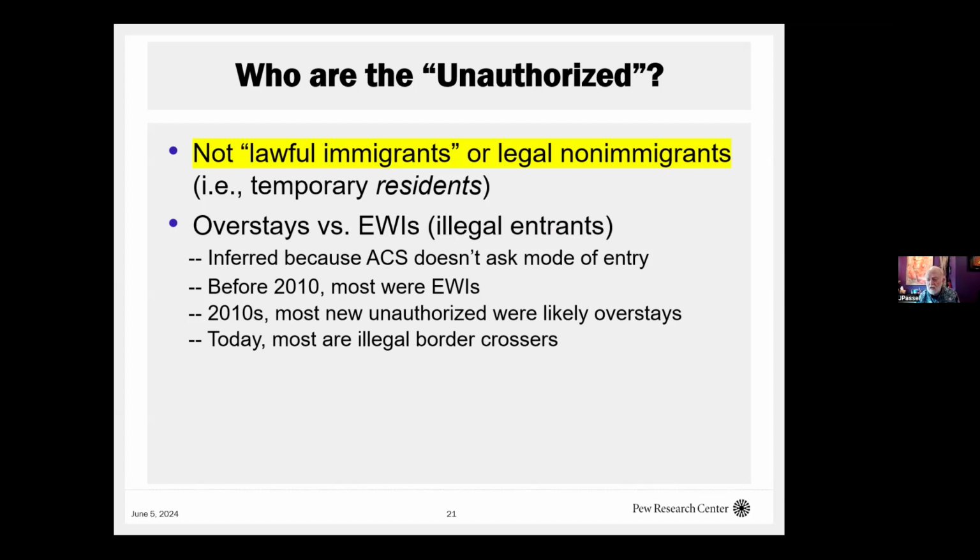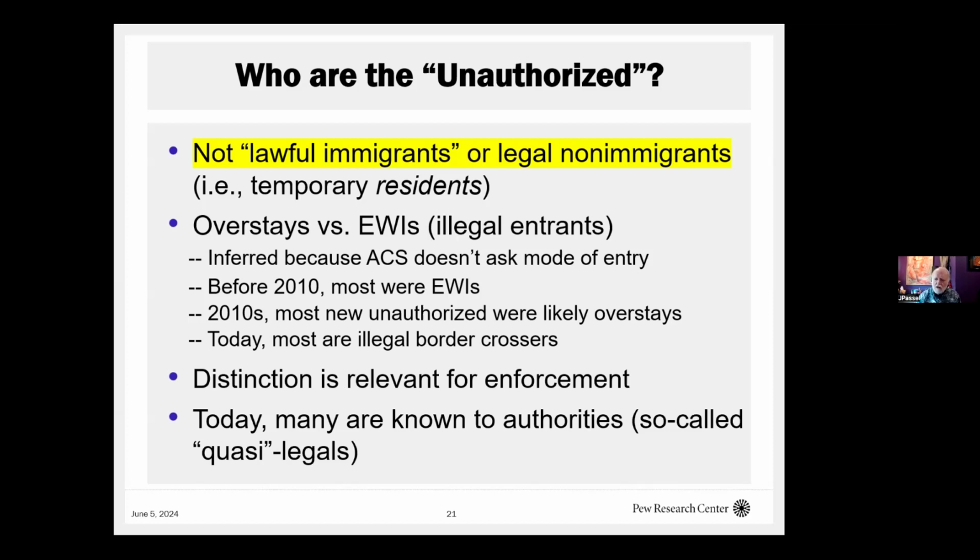Before 2010, this population was dominated by Mexican and Central Americans who were likely clandestine entrants. Throughout the 2010s, most of the new unauthorized immigrants were people who likely overstayed visas. Today, it seems like most are illegal border crossers. And the distinction here is one of enforcement priorities, not necessarily demographic or socioeconomic.